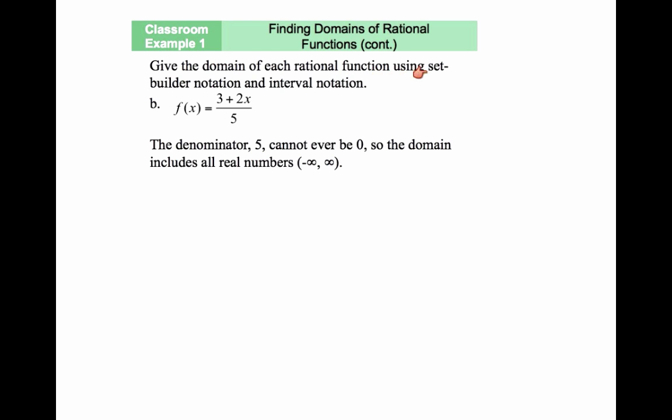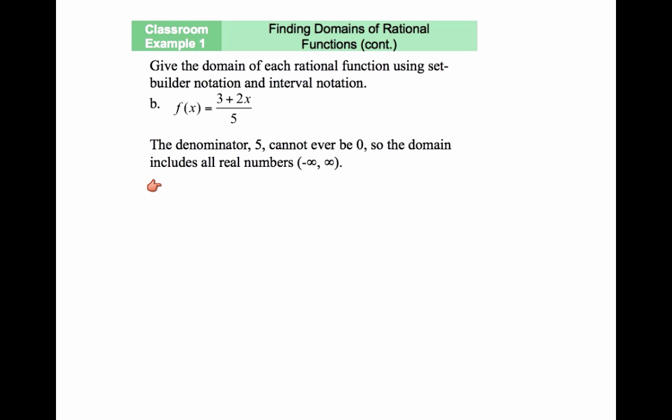Give the domain of each rational function using set builder notation and interval notation. Here it is. f of x equals 3 plus 2x over 5. In other words, for what value of x would f of x be undefined? Those of you watching this live with me, can somebody tell me for what value of x this would be undefined? Do I have any x at the bottom of the fraction? No. So the denominator is 5, so it cannot ever be 0.